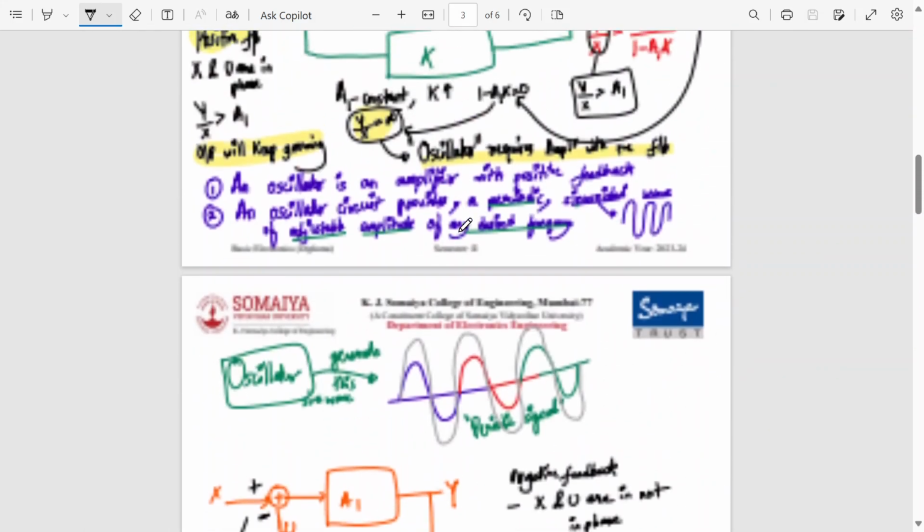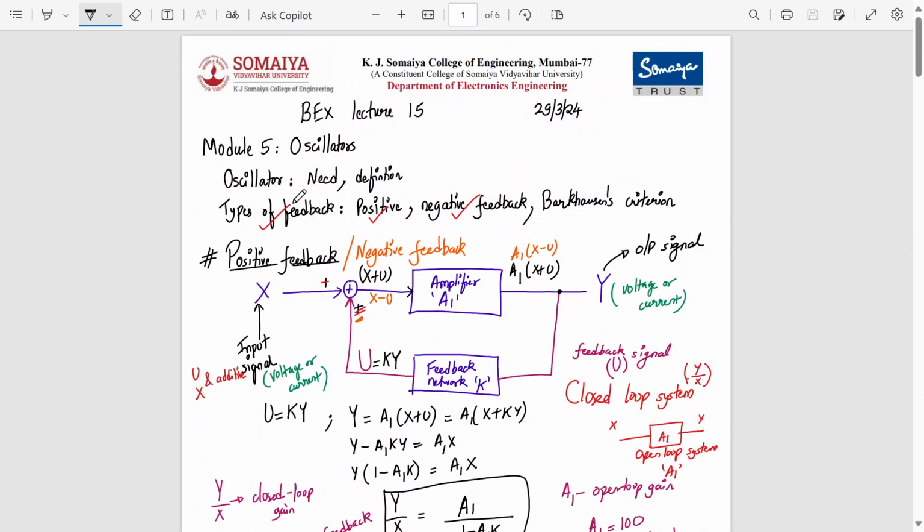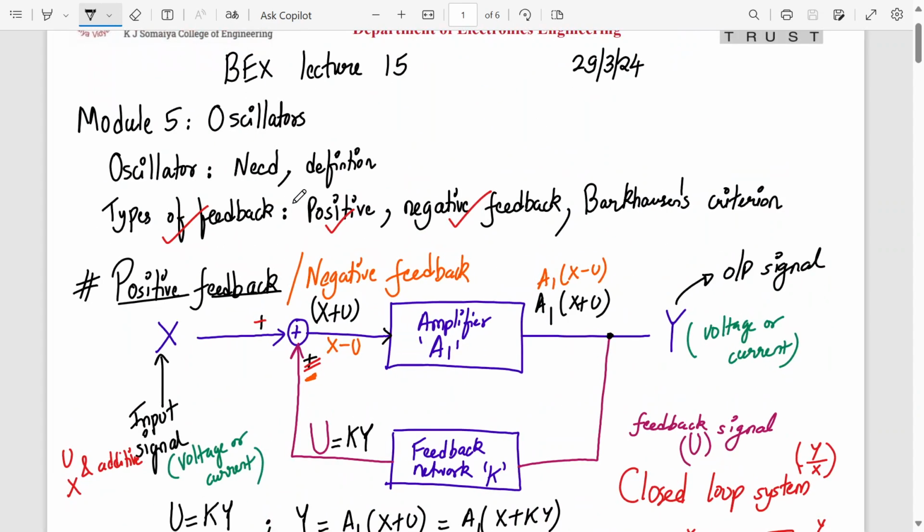And so today we have completed what? We have completed the need. Correct now? The need, the definition of oscillator. Type of feedback signal, positive, negative, positive feedback we have completed. Barkhausen's criteria due to time limit will complete it next time. Okay, in the classroom live.